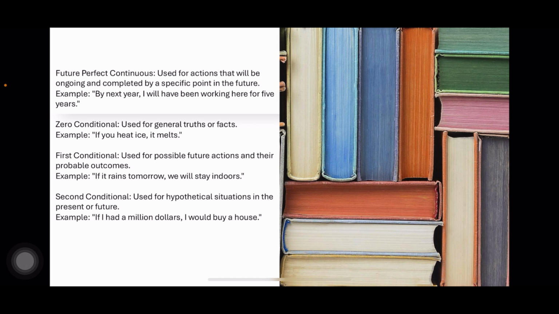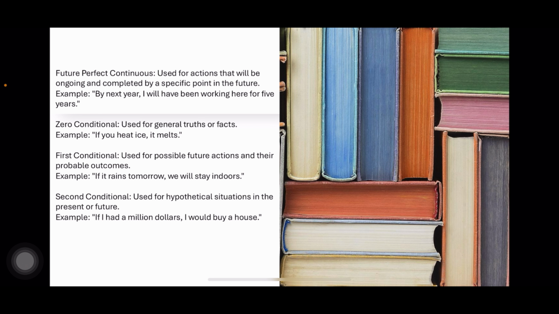Zero conditional, used for general truths or facts. Example, if you heat ice, it melts. First conditional, used for possible future actions and their probable outcomes. Example, if it rains tomorrow, we will stay indoors. Second conditional, used for hypothetical situations in the present or future.